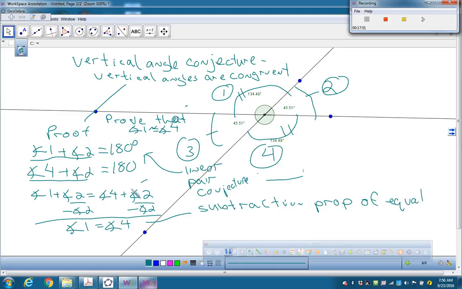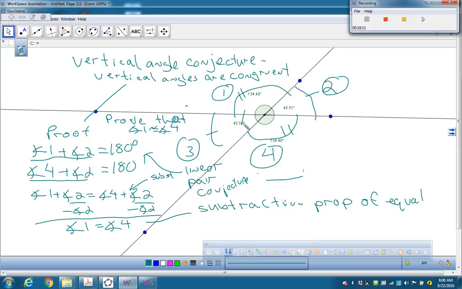And this step we did here was called substitution. Since this is equal to this, and this is equal to this, then I could substitute this in for 180 and end up with that equation. So that's a proof of why vertical angles are congruent. Isn't that cool? I think this is cool.